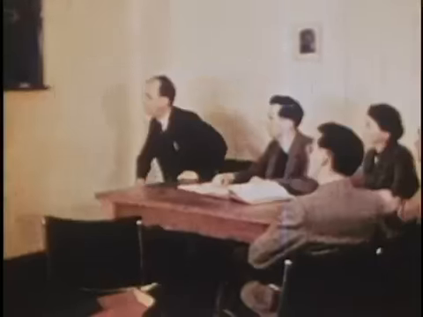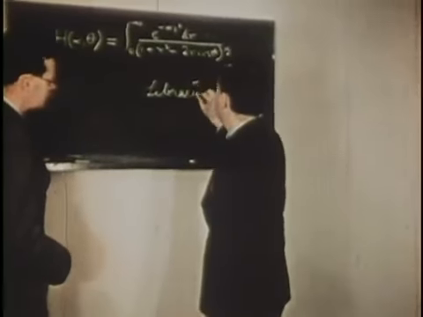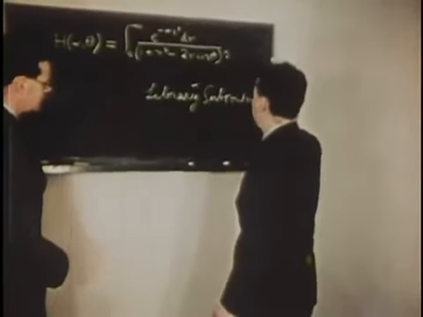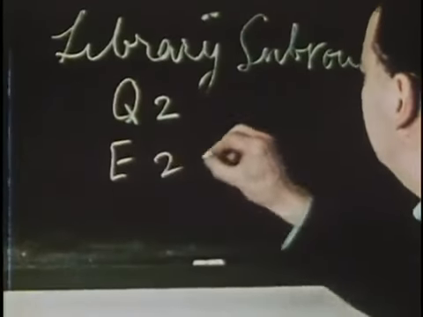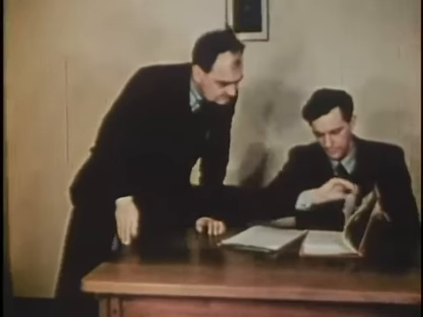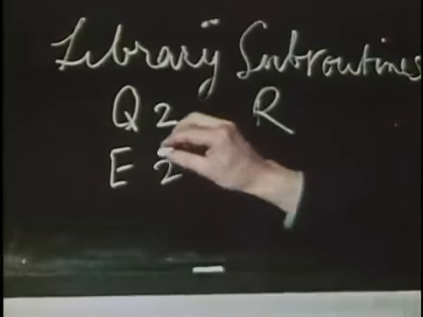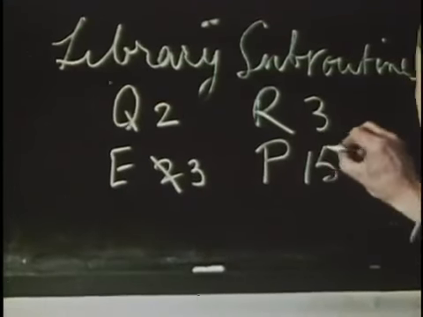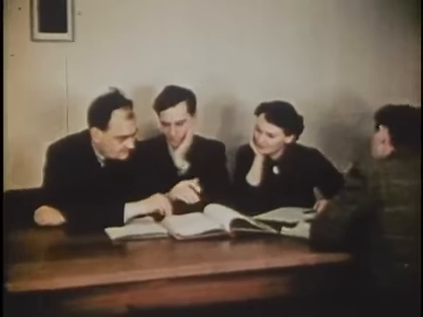The mathematician explains his problem to a committee of experts. The first thing to do is to make a list of the library subroutines that will be needed. A subroutine for quadrature, one for the exponential function. A member of the committee interrupts to point out that there is a more suitable exponential routine available. A read routine and a print routine. The committee proceeds to discuss the programming of the problem.